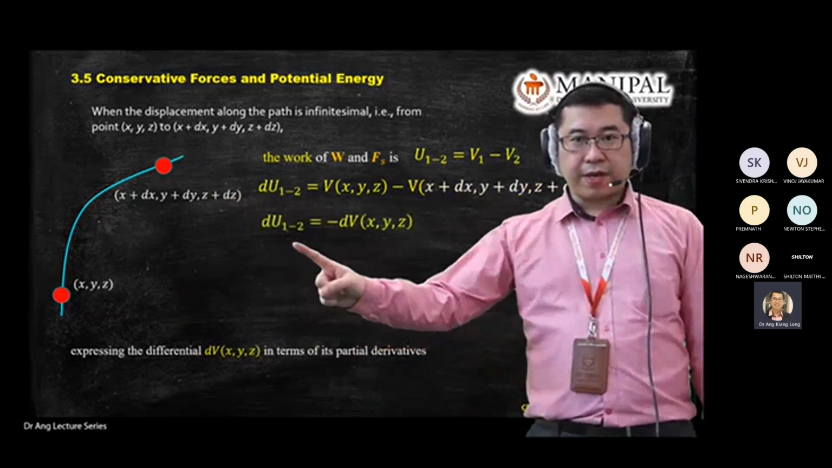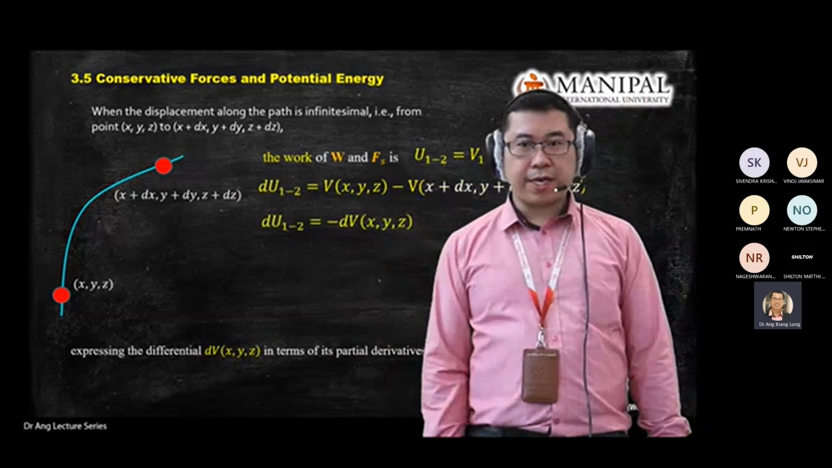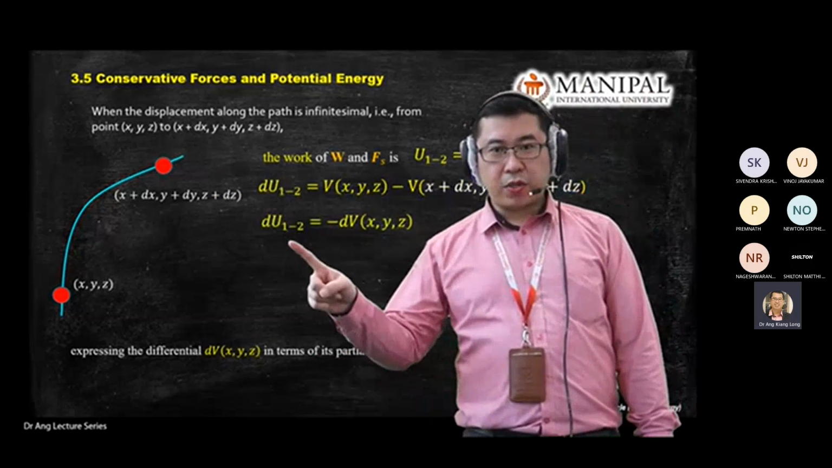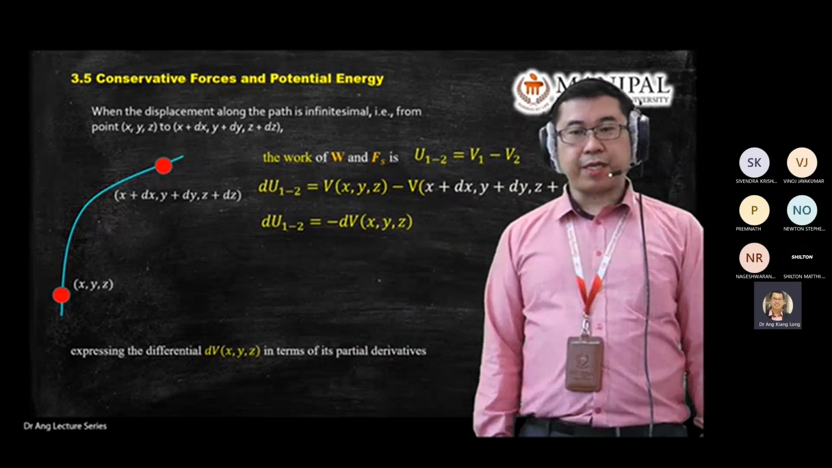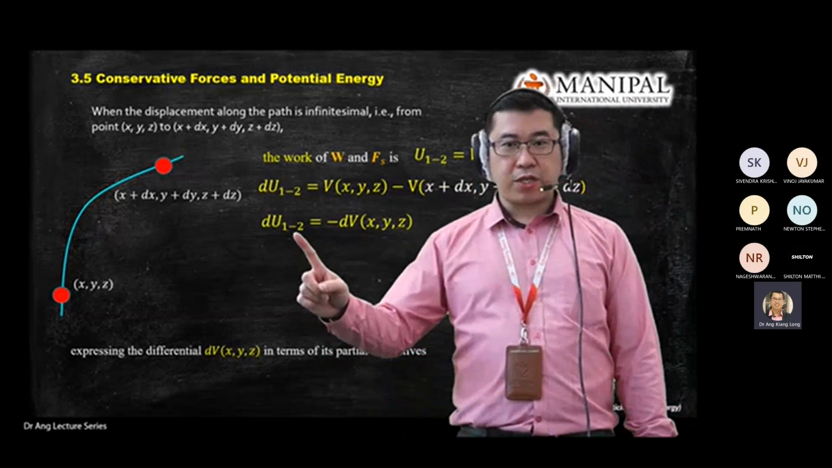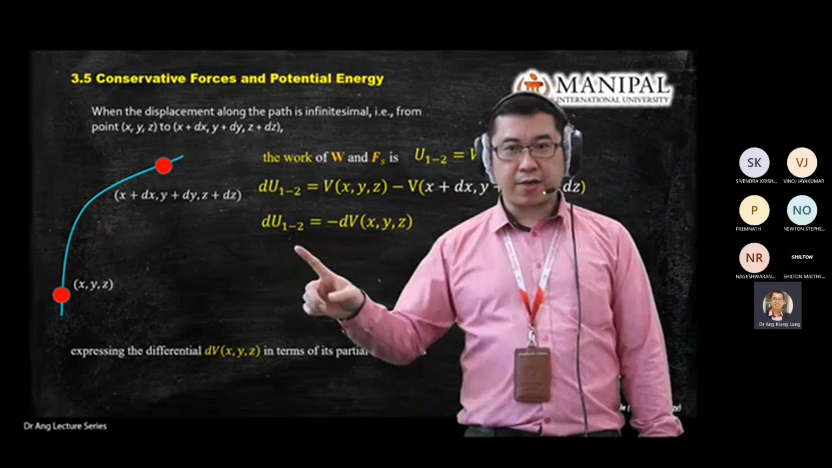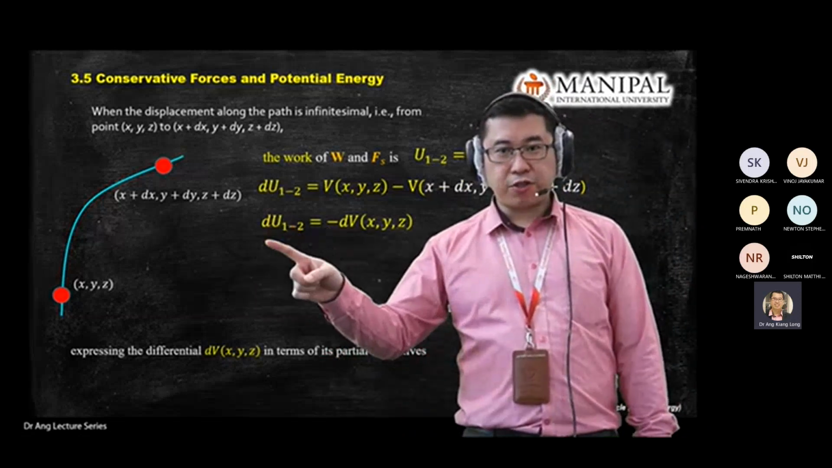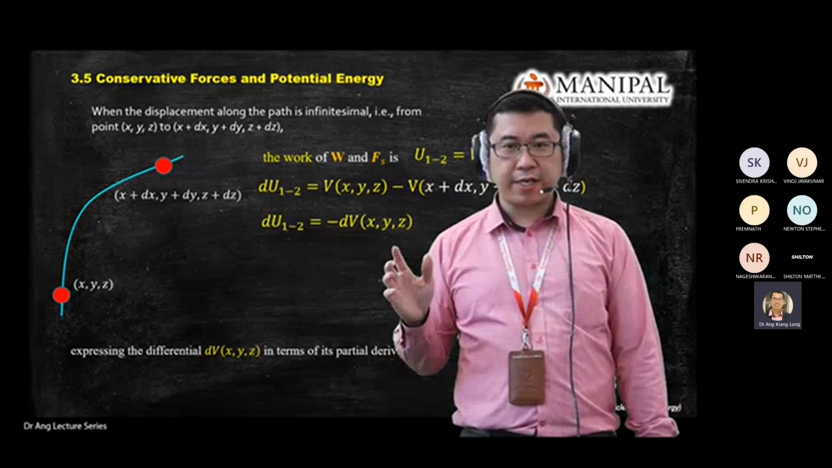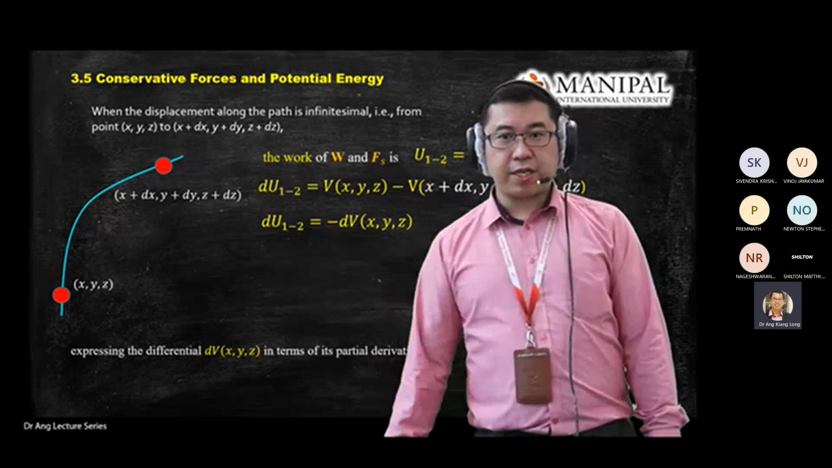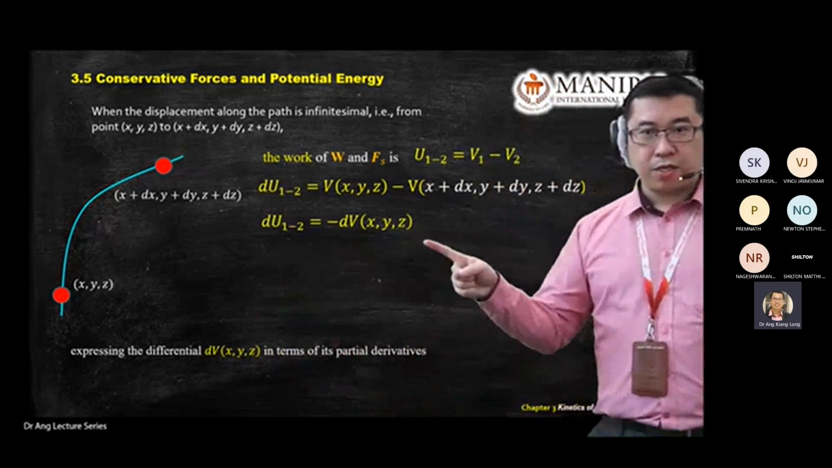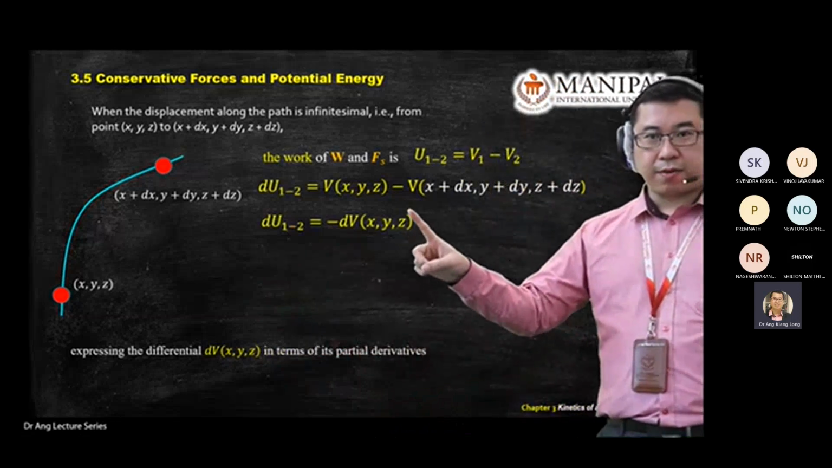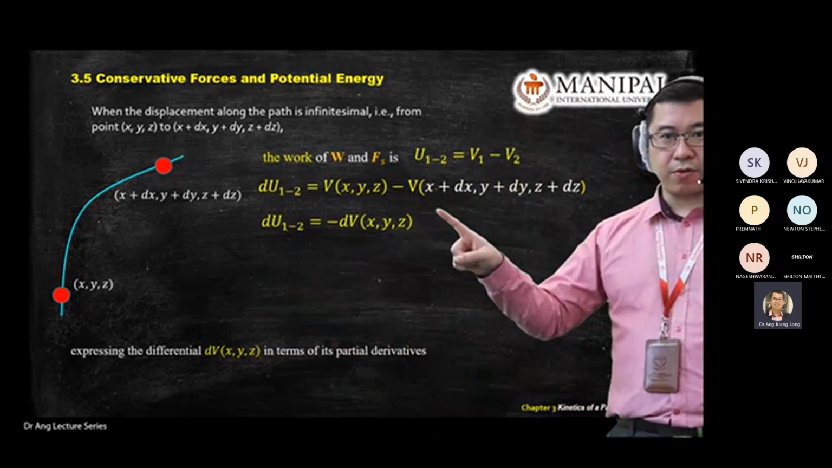So when you have dU on one side, you know that the next step will be integration, right? dU on one side, or dV on one side. You have the differential on one side. You know the next step will be integration to find the total energy of the system. So how to get from here to here is that you expand this equation.